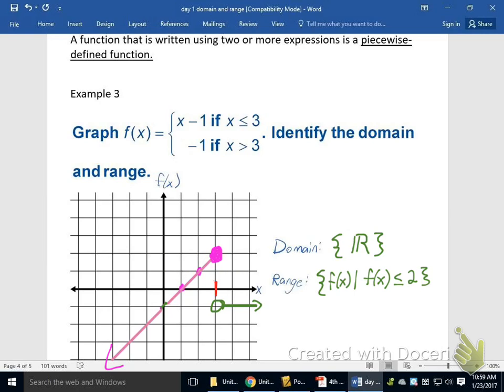This completes this problem. Take a look over the homework. On those, you'll have three pieces thrown in, which is just fine. Just take your time with them and let me know any questions that you've got tomorrow.